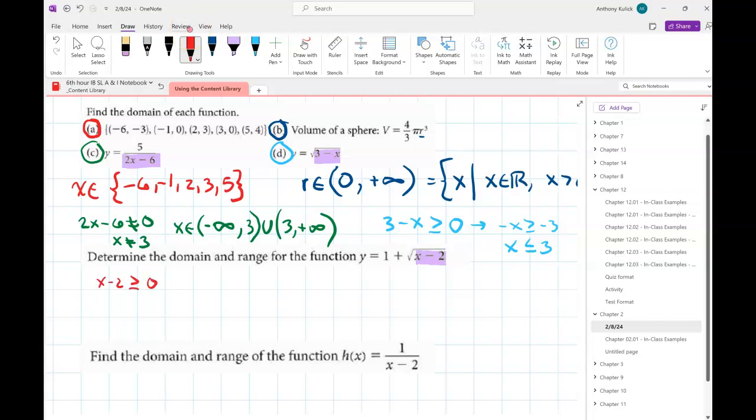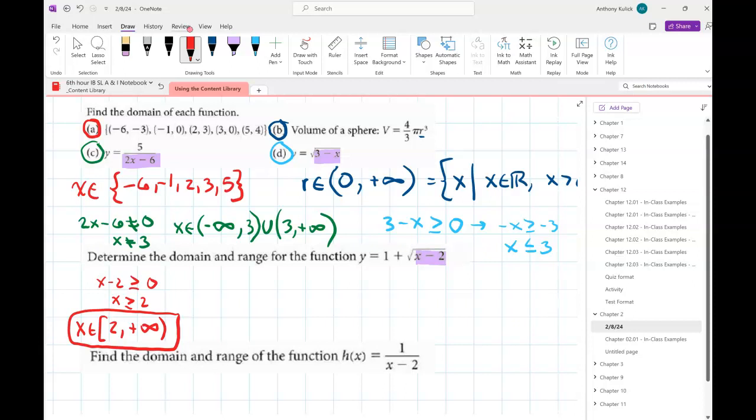So just like before, here 2 is the smallest number. So our domain is going to go from 2 to positive infinity. Is everybody okay with that? All right.